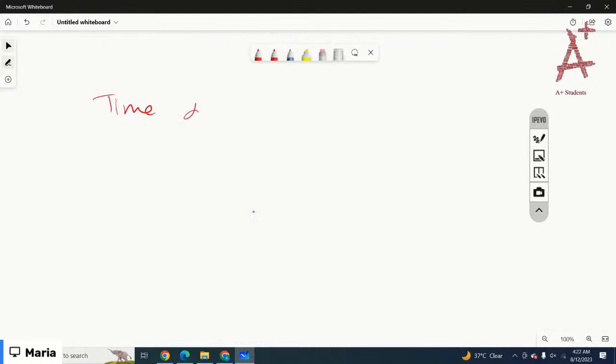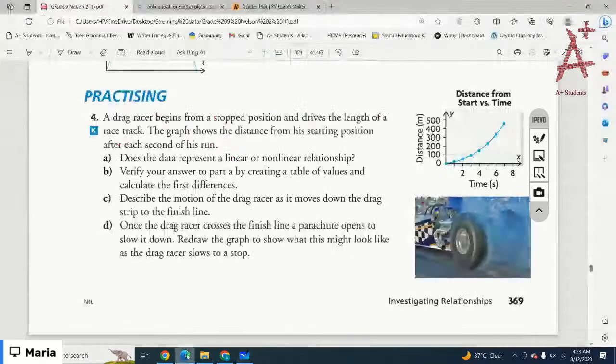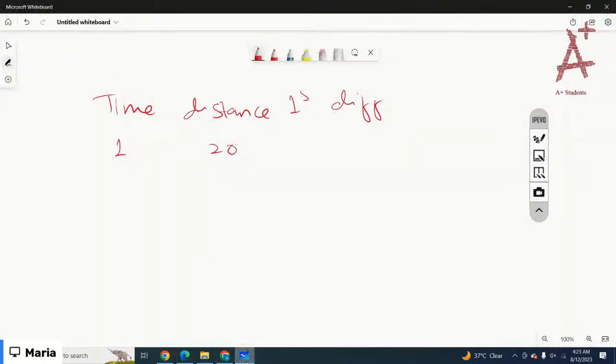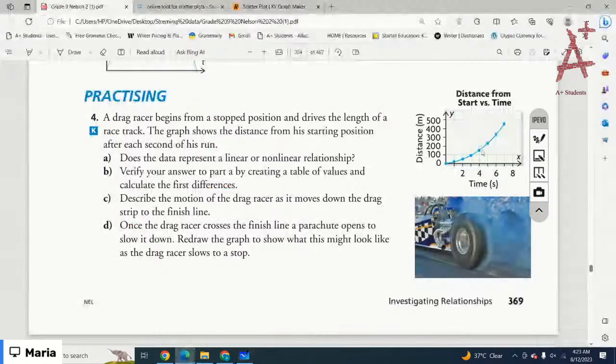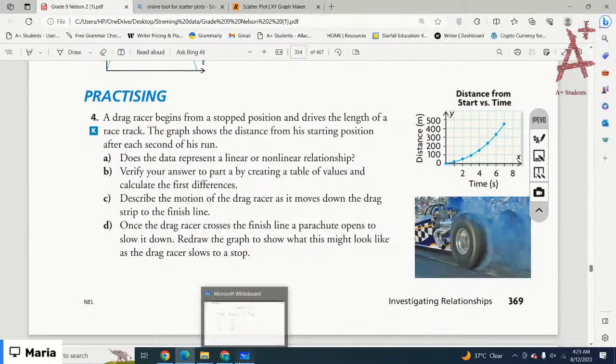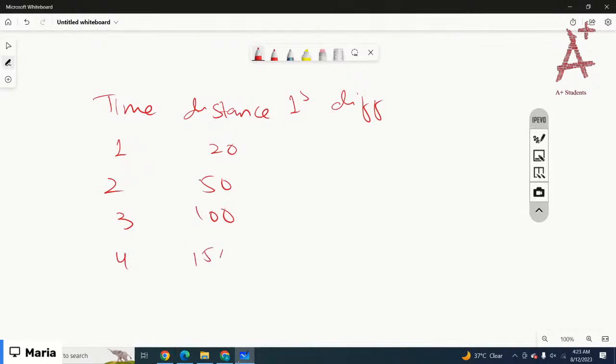Time and distance. Then we have to calculate the first difference. Okay, for time 1 it is 20, for the second point it is 50, then 100, and for 4 it is 150. Okay, these are enough values. You can calculate the first difference.